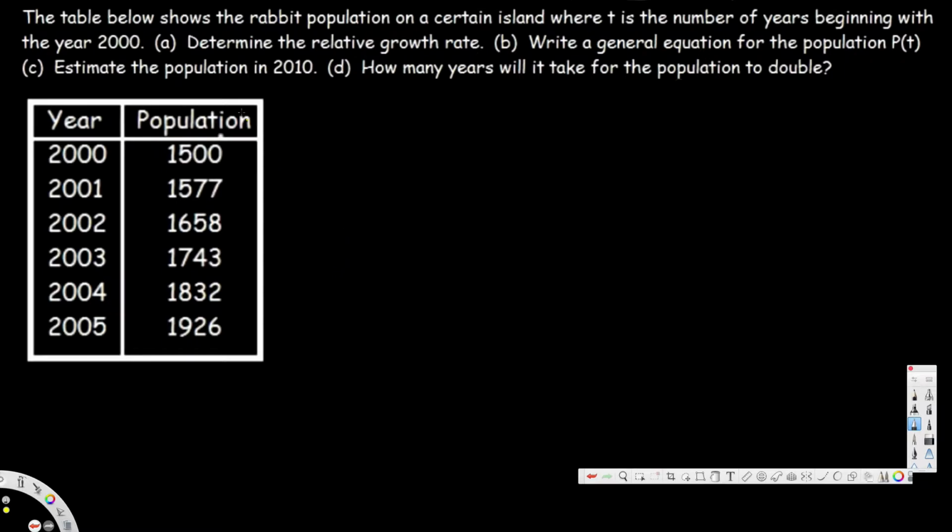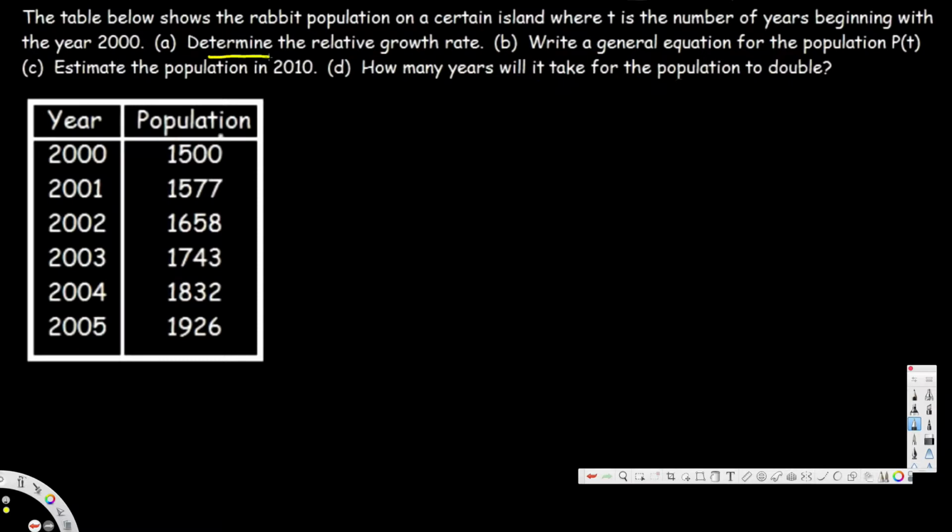Let's look at this problem right here. The question is asking, the table below shows the rabbit population on a certain island where t is the number of years beginning with the year 2000. A part is asking, determine the relative growth rate. B part is asking, write a general equation for the population. And the C part is asking, estimate the population in 2010. And D part is, how many years will it take for the population to double.